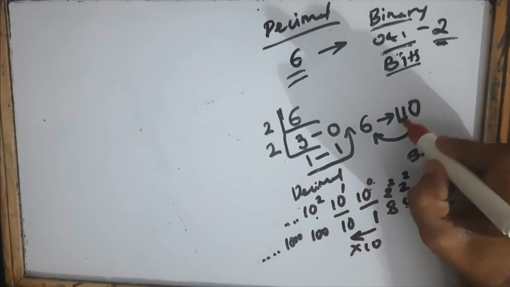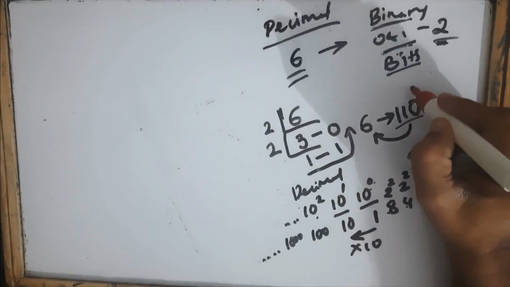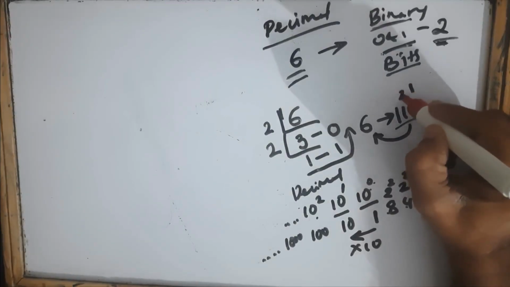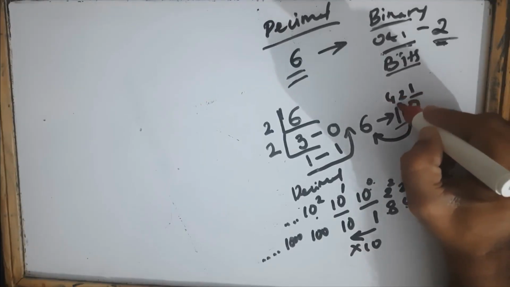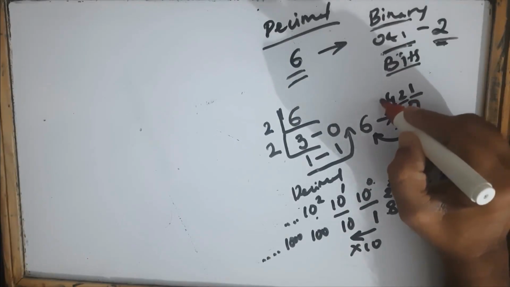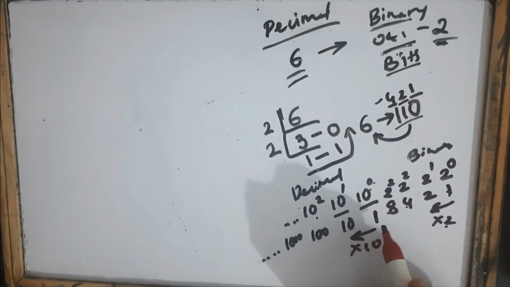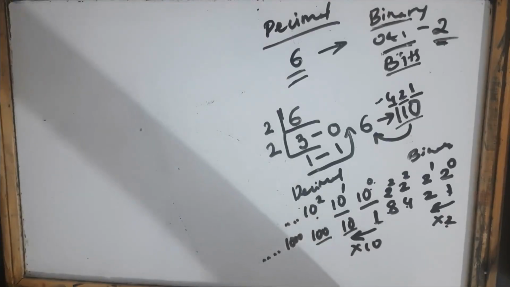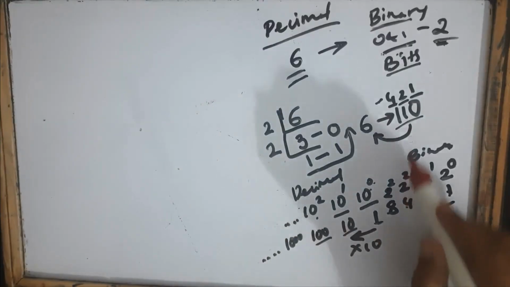So to convert 110, the place values are 1, 2, 4. The first digit will be multiplied with 1, the second digit will be multiplied with 2, the third digit will be multiplied with 4, like that. Like we do in the decimal, right? We multiply the first digit with 1, the second digit with 10, the third digit with 100, like that. We need to know this 1, 2, 4, 8.